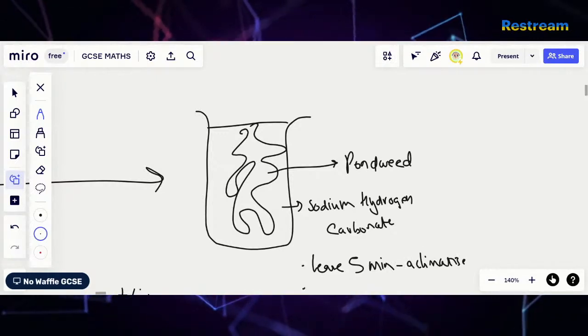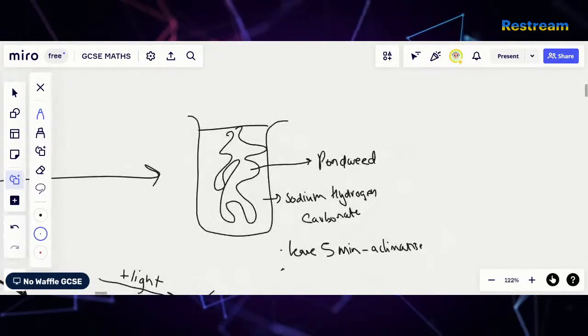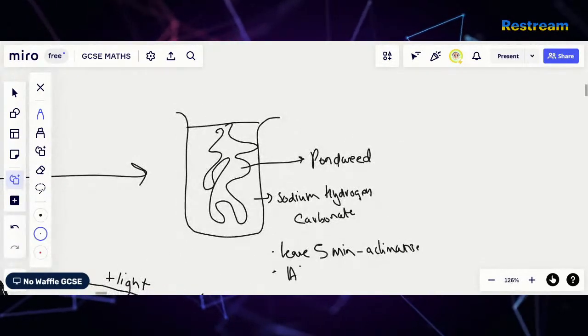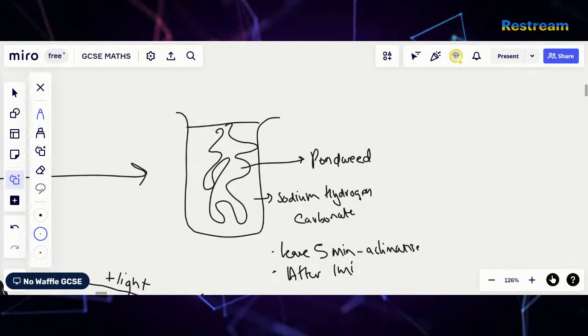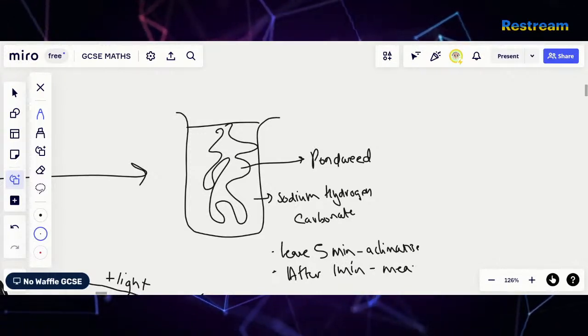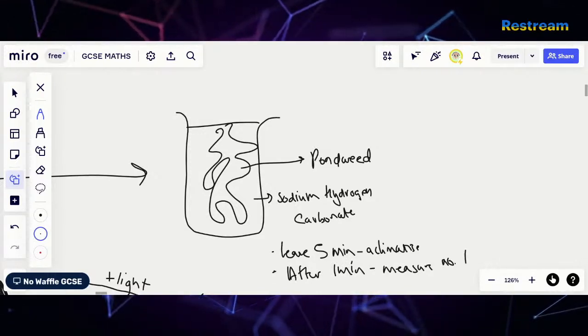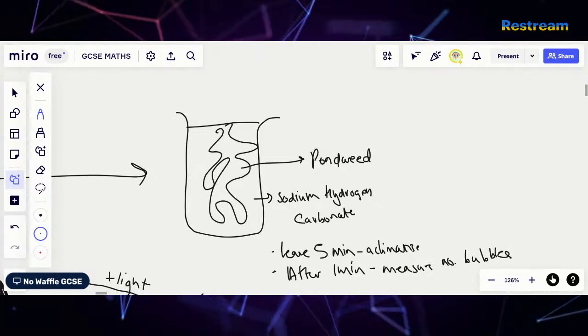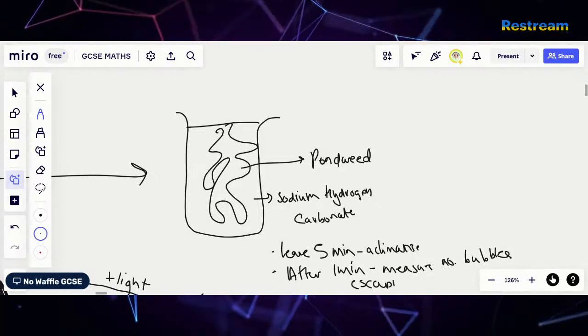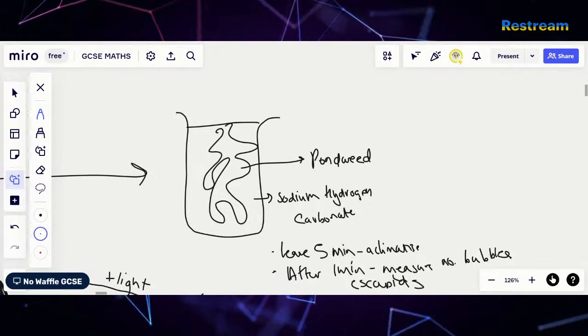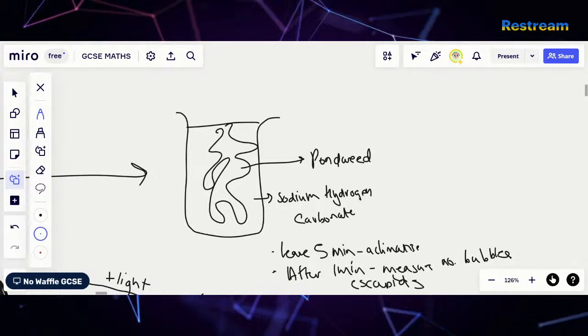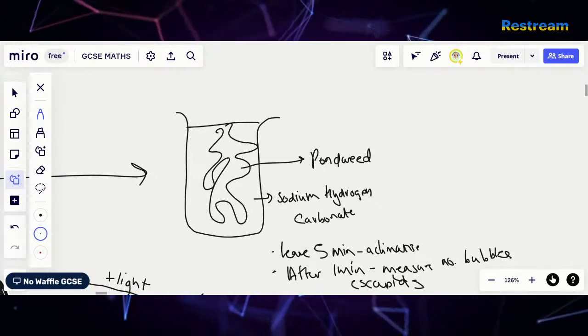And then after every 1 minute beyond that 5 minutes, you want to measure the amount of bubbles that are escaping. Because as we know in the photosynthesis reaction, oxygen is created, so these bubbles are oxygen. So it's depicting the rate of photosynthesis.